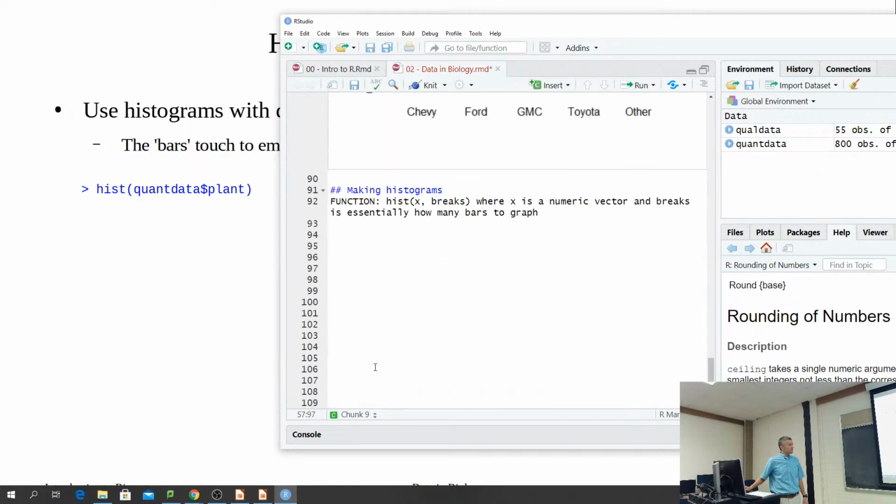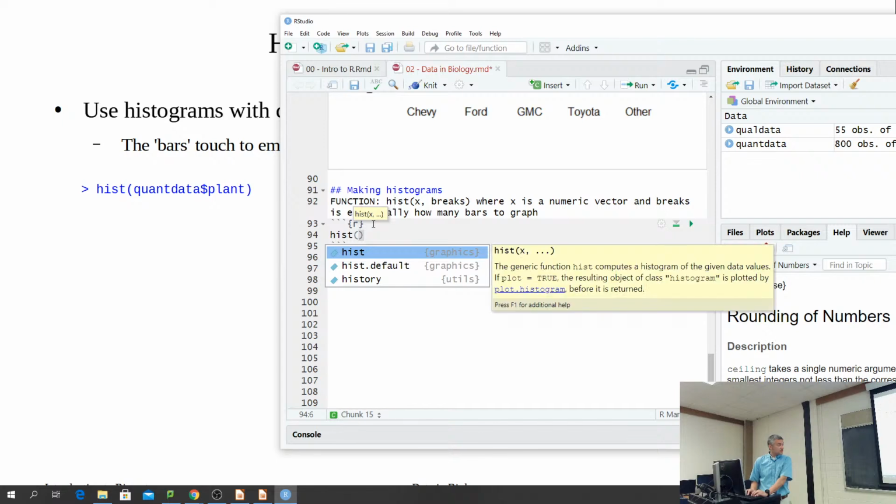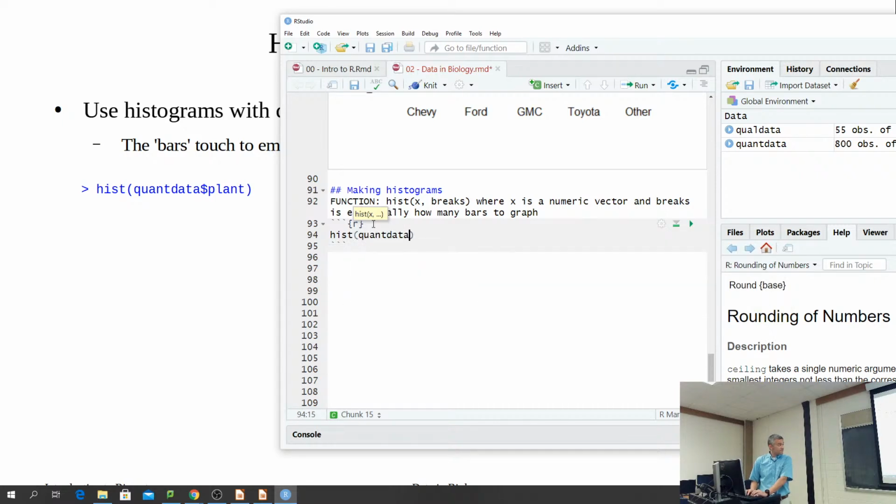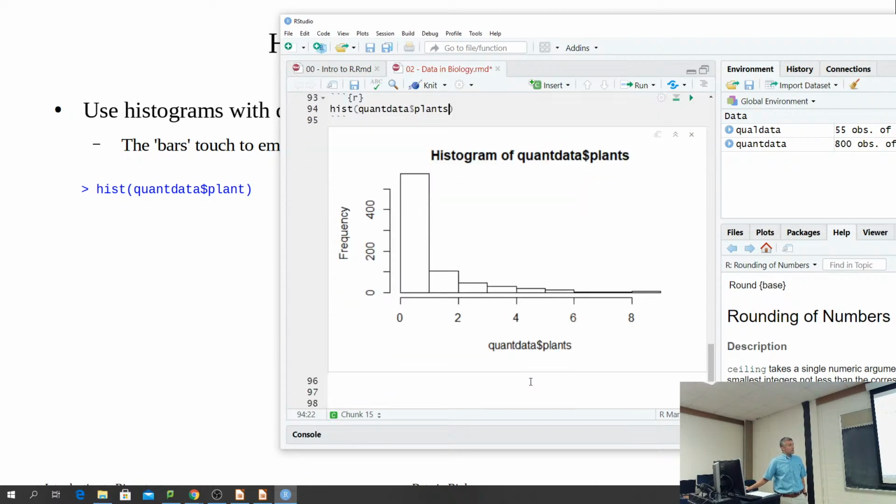So here's our example of the histogram of plants. So I do hist, quant data, $ plants. And when I run it, you will see that R produces a histogram. Now there are other options with this figure. And if you're making a figure for a poster or for a presentation and you want to clean this up, come talk to me. I will gladly help you get this thing adjusted.